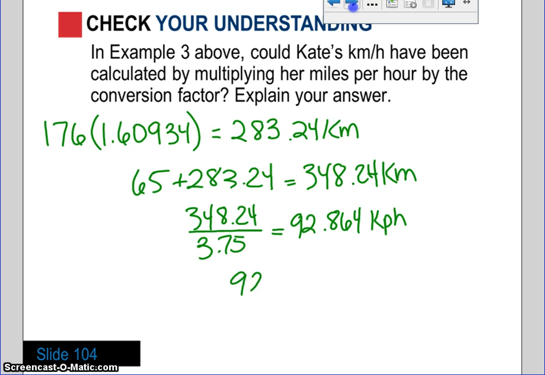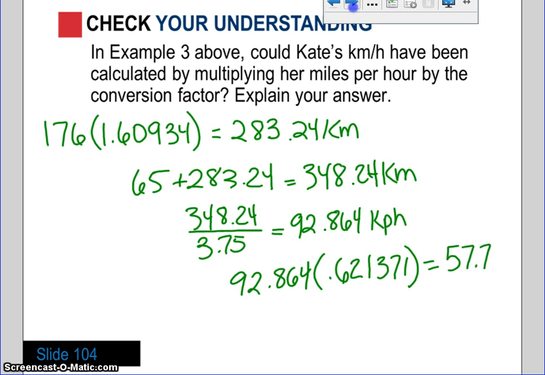Now, just to show you that that is exactly the same as the previous example, I want you to take that 92.864 and multiply it by the conversion to go back to miles. And if you plug it into your calculator, you see that when you multiply those values together, you end up right back at 57.7 miles per hour.